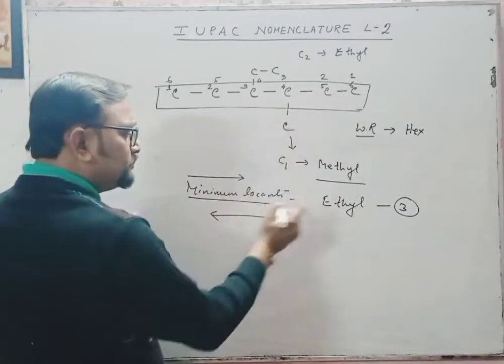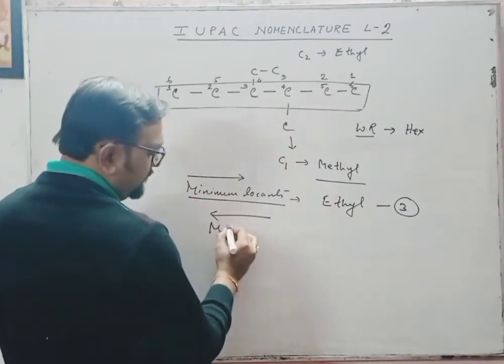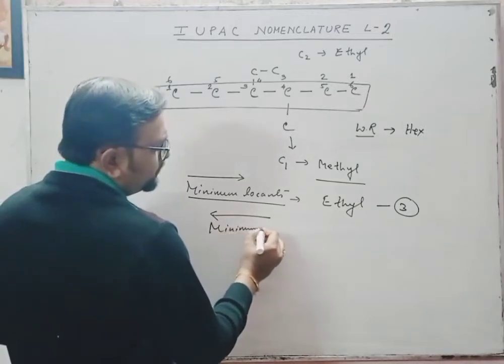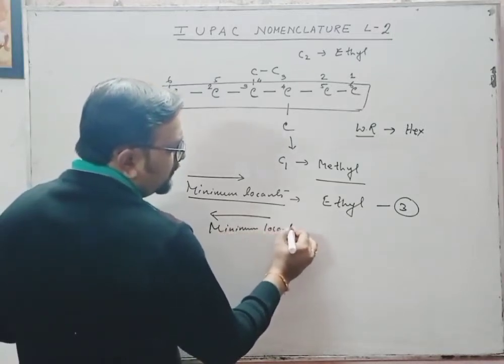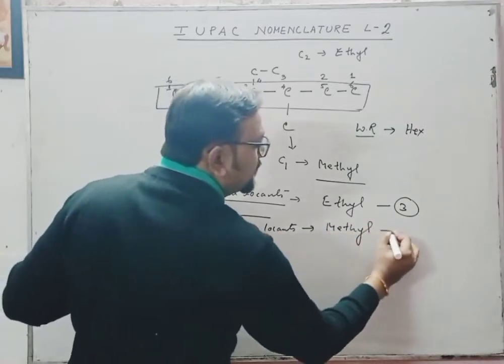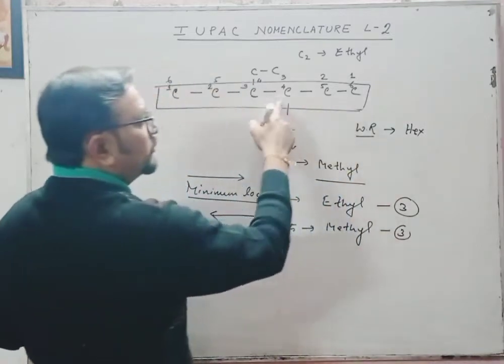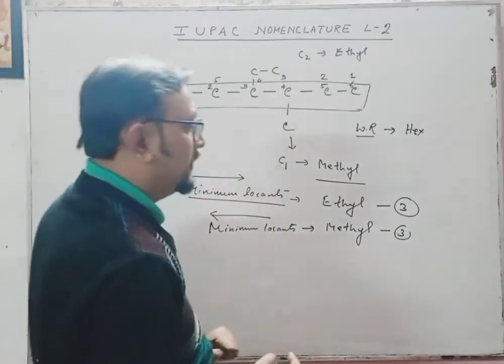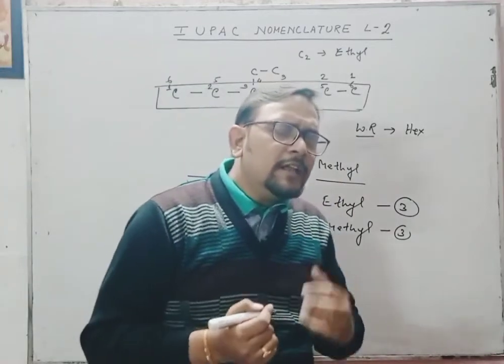then who is getting the minimum locant? The methyl group is getting the minimum locant. Just see 1, 2, 3. You are giving the minimum locant 3. It's really a bit confusing.